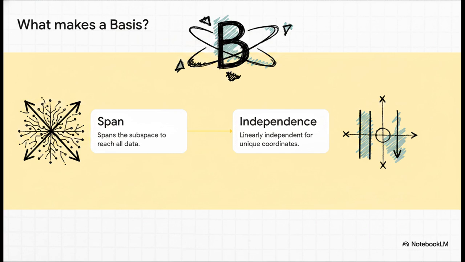All right, let's bring this entire explainer together for the grand finale. What mathematically defines a basis? Honestly, it's just the elegant combination of our previous two building blocks. 1, it spans the subspace, meaning it can actually reach all the data you care about. And 2, it is an independent set of vectors which completely guarantees zero redundancy and perfectly unique coordinates.